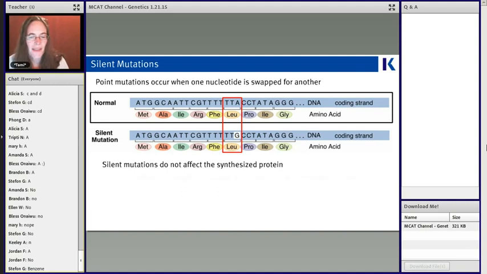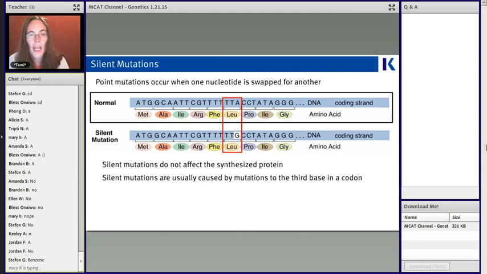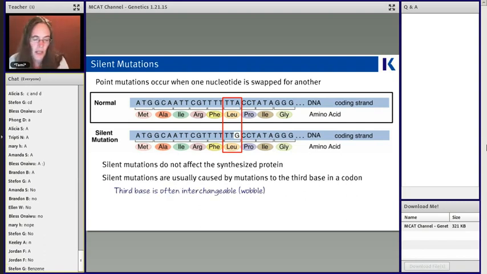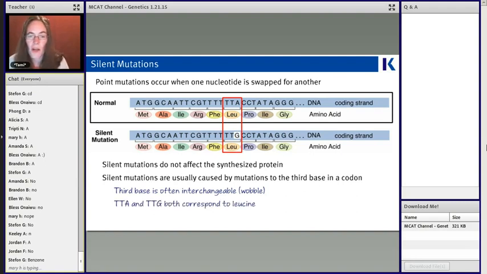Does not affect that. These are usually caused by mutations in the third base. Not always, but usually in the third base of the codon. And that's because it's often interchangeable. This has to do with wobble on our tRNA. It also has to do with degeneracy of our code. So both of these code for leucine. My protein, happy, healthy, functioning exactly the way that it should. That's the first type of point mutation.